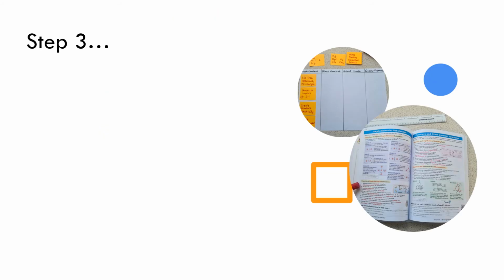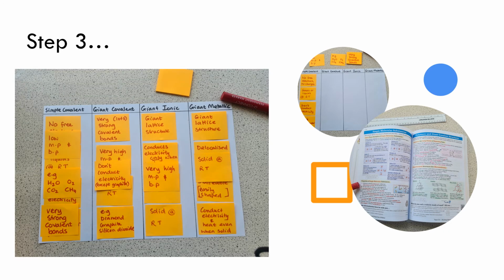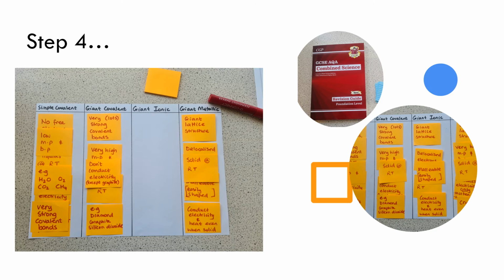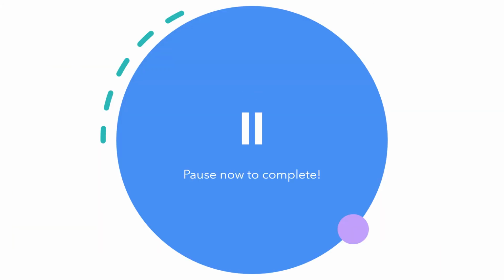Third step, write a property of each substance on an individual sticky note. Pause now to complete. Finally, close your original source of information, remove all the sticky notes, and shuffle them up. Try and replace the sticky notes back into the correct column. Pause now to complete.